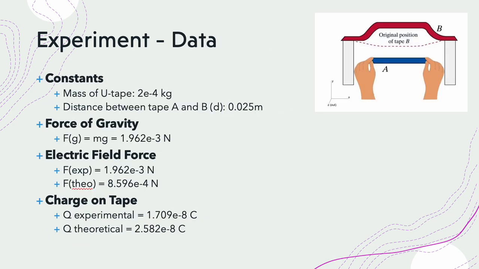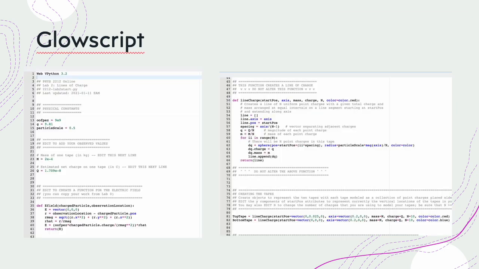Some of the data. Constants. The mass of the U-tape was 2 e to the negative 4 kilograms. The distance between tape A and B was 0.025 meters. The force of gravity was 1.962 e to the negative 3 newtons. The electric field force when using the experimental Lab 1 charge was 1.962 e to the negative 3 newtons, and when using the new theoretical charge, 8.596 e to the negative 4 newtons. The charge on the tape, experimental value from Lab 1 was 1.709 e to the negative 8 coulombs, and the new theoretical value 2.582 e to the negative 8 coulombs.